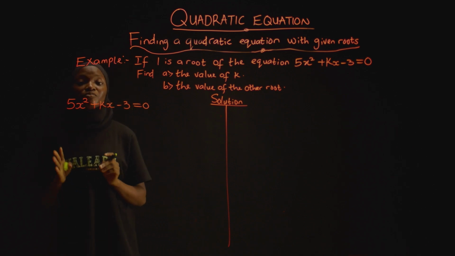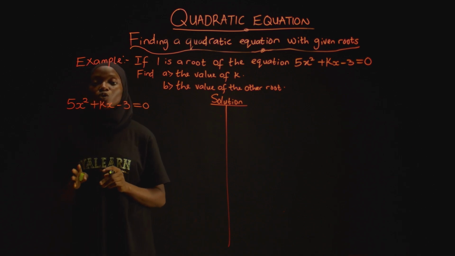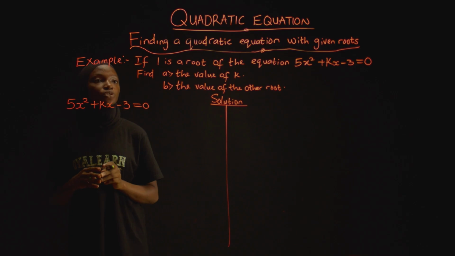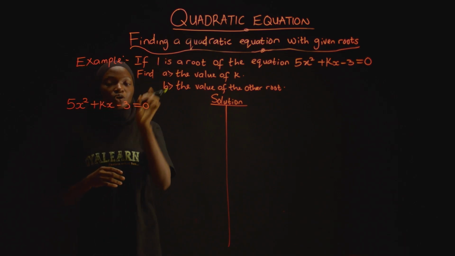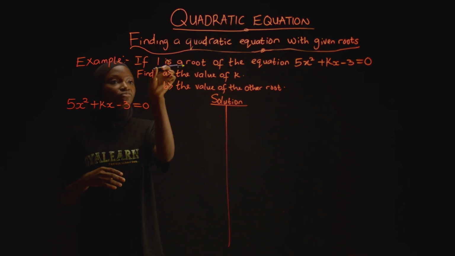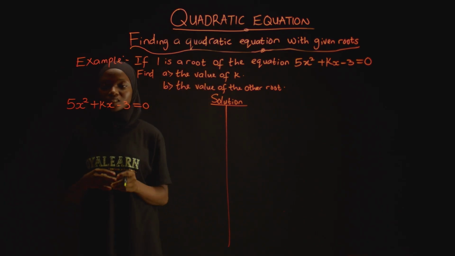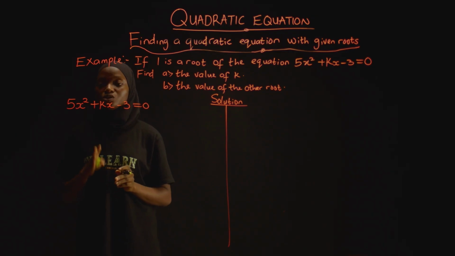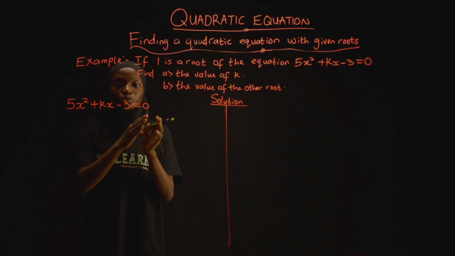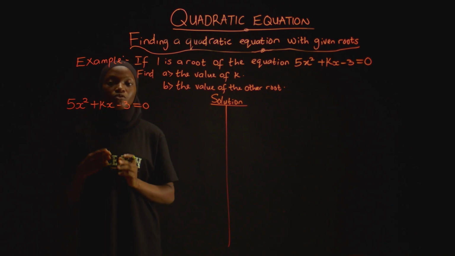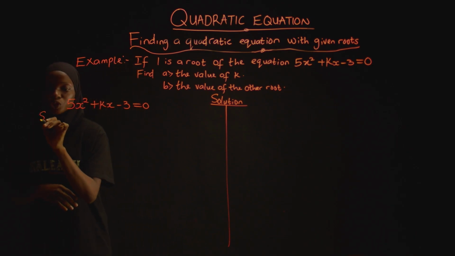Now here we have to find the first question. Here we have to find the value of k. To do that, we need to substitute x as 1 because in the question it says if 1 is a root of the equation, that is, the value of x here is known to be 1. That is, one of the roots is already 1. So when we substitute 1 here, it should give us 0. So from there, we'll be able to find the value for k.